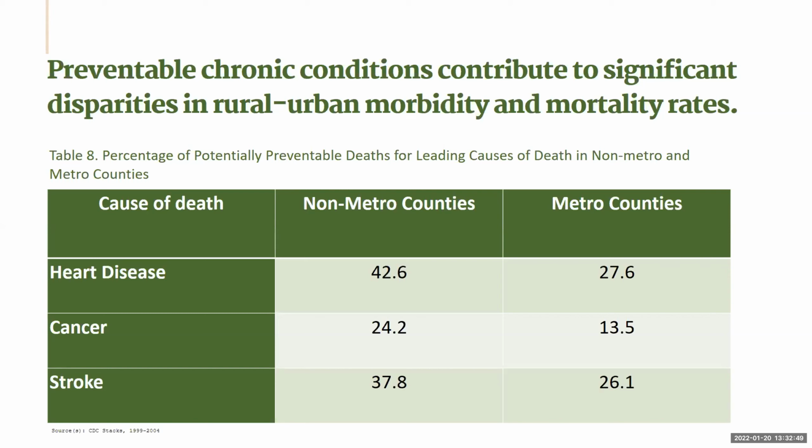So we see in this table here that the percentage of potentially preventable deaths for leading causes of death, like heart disease, cancer, and stroke, are significantly higher in our non-metro counties. So for heart disease, 43% in non-metro counties compared to 28% in our more urban counties. And we see the same sorts of patterns here for cancer and stroke.